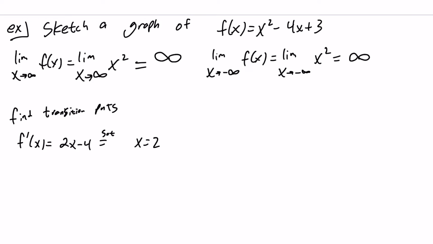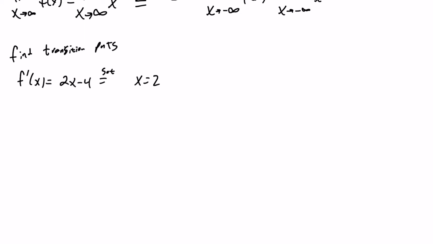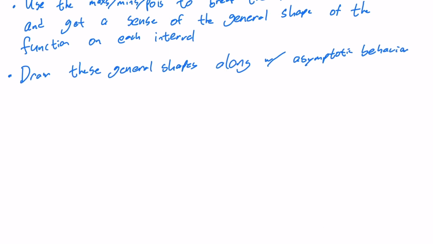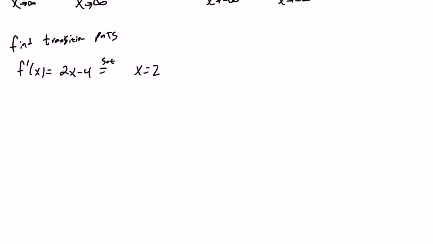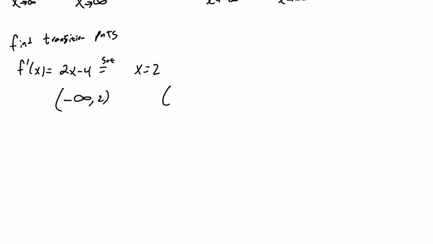And we're going to use this information to find our intervals of monotonicity, right? Because that's what we're supposed to do in our blueprint. We use this critical point to break the number line into two intervals, from negative infinity to 2, and from 2 to infinity. We pick a number from both of these. I'll pick 0 and 5. And we plug into the first derivative.